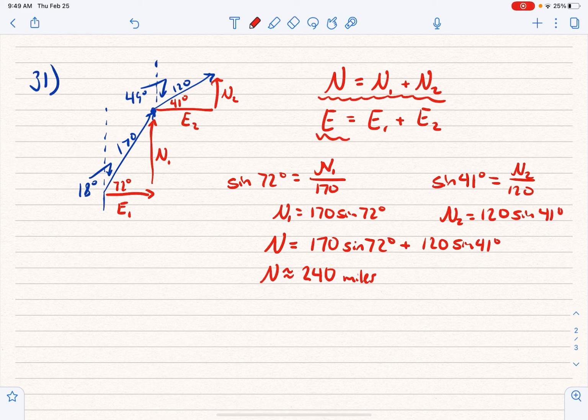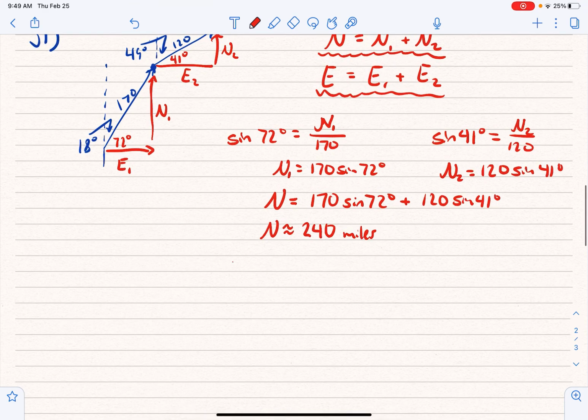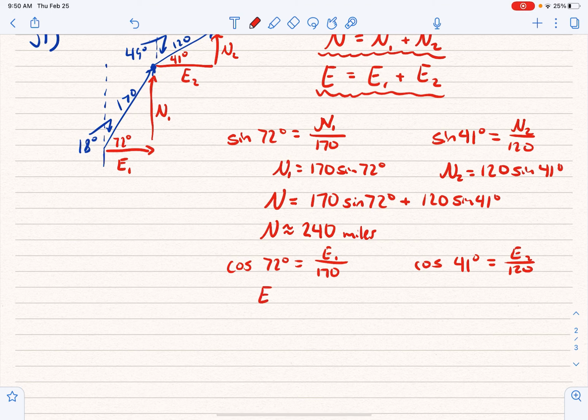Okay, so then for east, it's the exact same problem, but of course this time I'm going to use cosine. I know that the cosine of 72 degrees is equal to my E1 over 170, and the cosine of 41 degrees is equal to my E2 over 120. And I go ahead and multiply both sides, so therefore I know that E sub 1 is equal to 170 times the cosine of 72 degrees. E sub 2 is equal to 120 times the cosine. I said sine, didn't I? My bad. Cosine of 41 degrees.